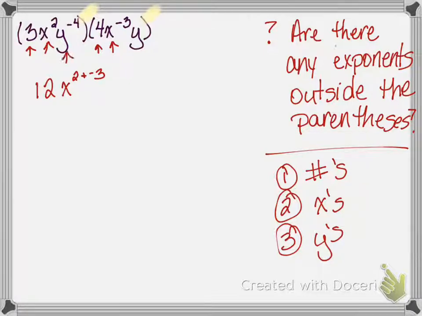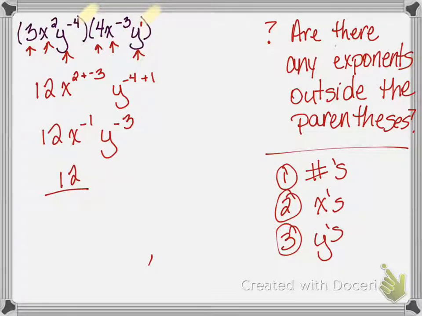Okay, then I look at my y's. What exponent is with that y? Negative 4. Nope, my second y. Oh, 1. Okay? So then I have y to the negative 4 plus positive 1. So I have 12 x to the negative 1, y to the negative 3. My 12 stays in my numerator. My x and my y go to the denominator.